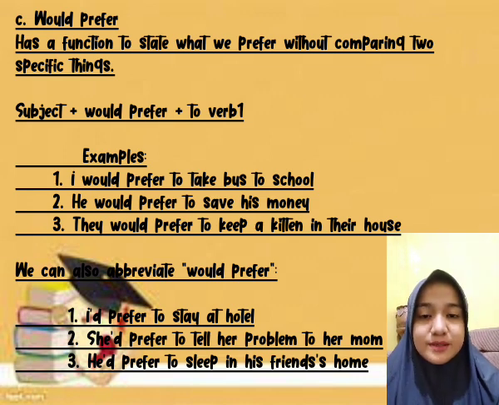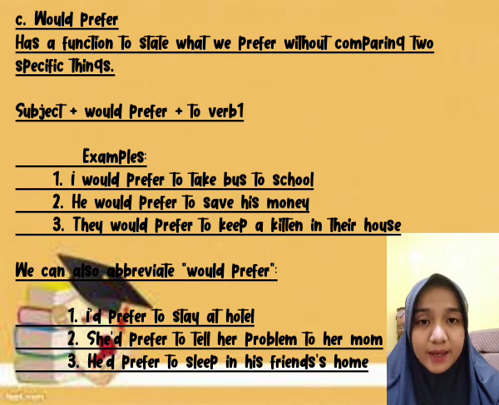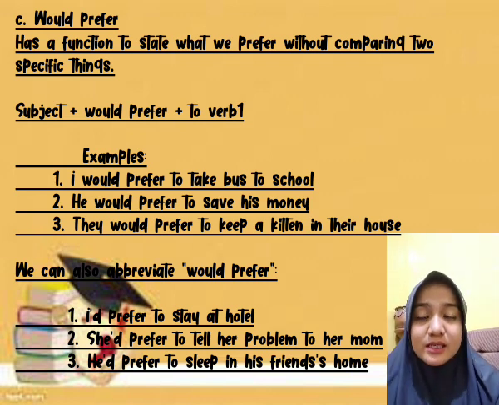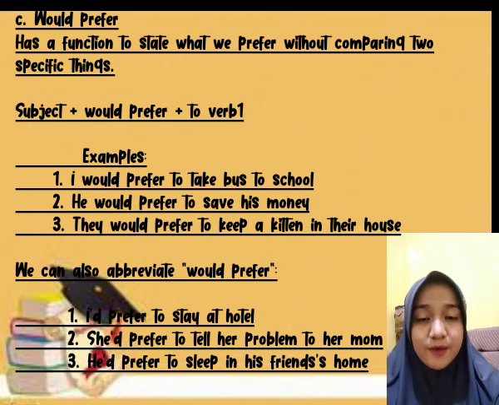Next, would prefer has a function to state what we prefer without comparing to specific things. Subject plus would prefer plus to verb 1. Example. The first example is I would prefer to take the bus to school. 2. He would prefer to save his money. 3. They would prefer to keep a kitten in their house.